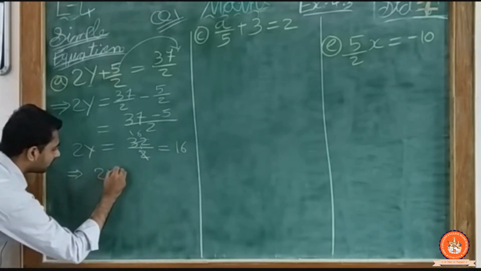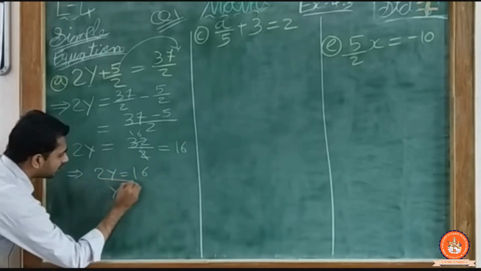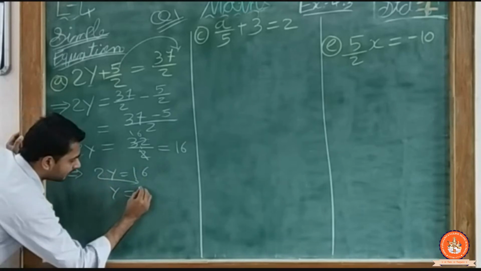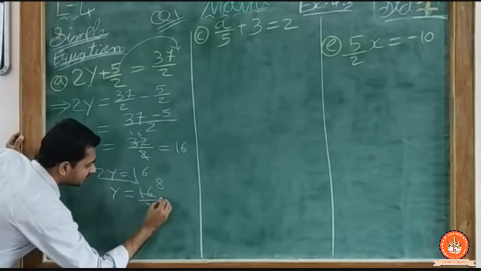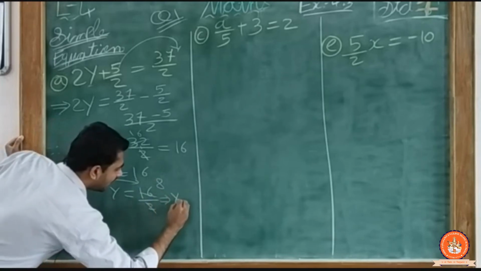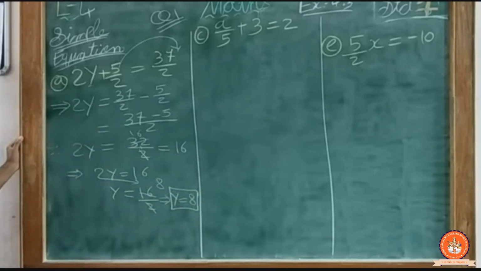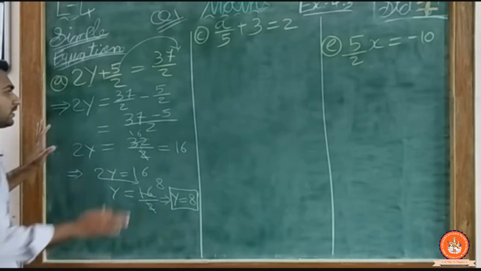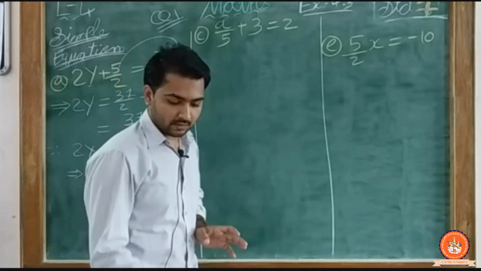So therefore 2y is equal to 16. That implies y is equal to, this 2 will come down. Clear? So 16 divided by 2, that means 8 2s are 16. That means your y is equal to 8. Okay students, it is very easy. We have to only find the variables.